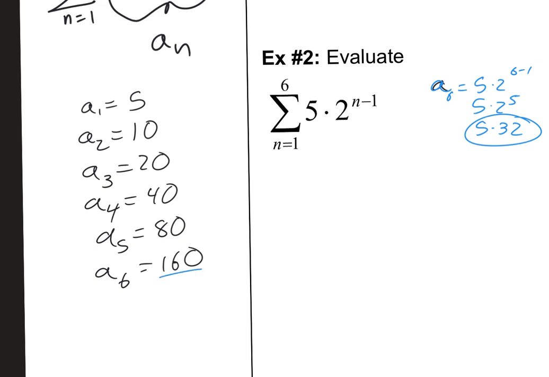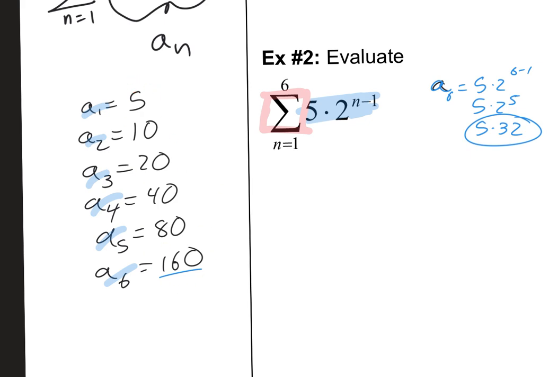Okay, so this part here is just telling you which term to do. All right, but this means add them all up. Add them all up from the first term to the 6th term. So yeah, we have all the terms now.